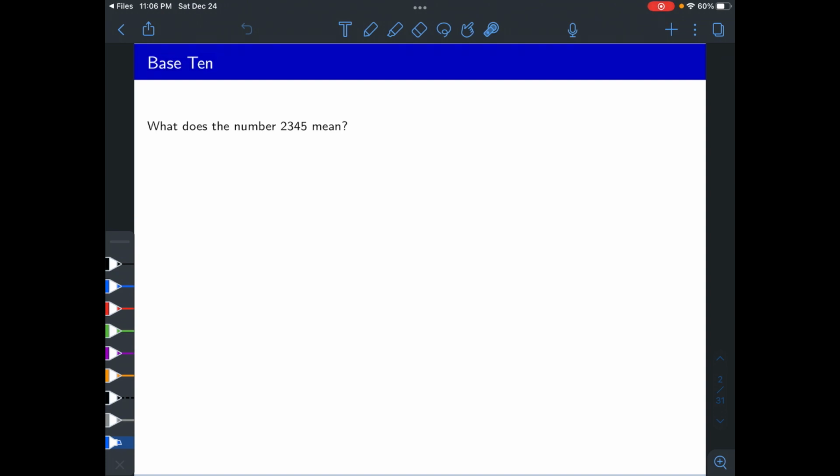So our base 10 system, if I write 2,345, I kind of understand intuitively what this number means. I know how to use it, but I don't really think too much about what all of the digits mean all that often. I just kind of take it for granted, as most people do.